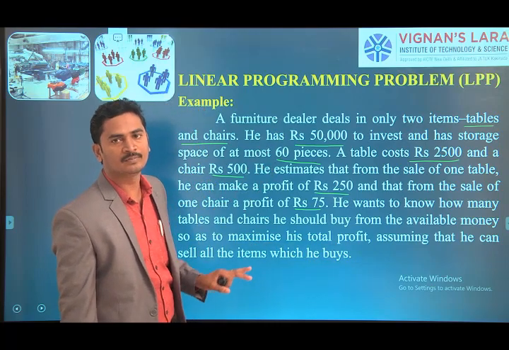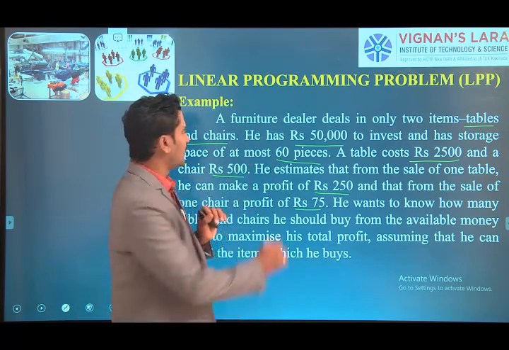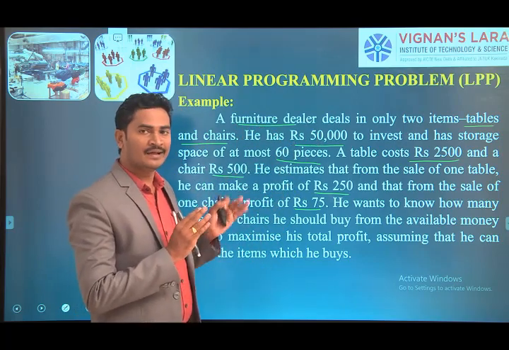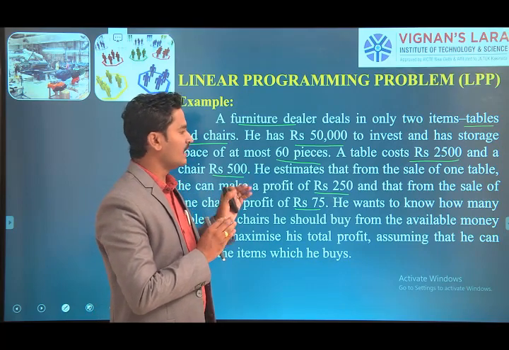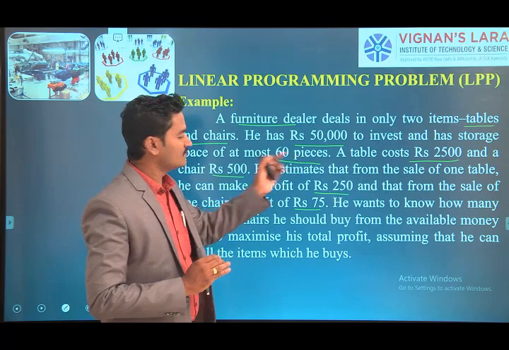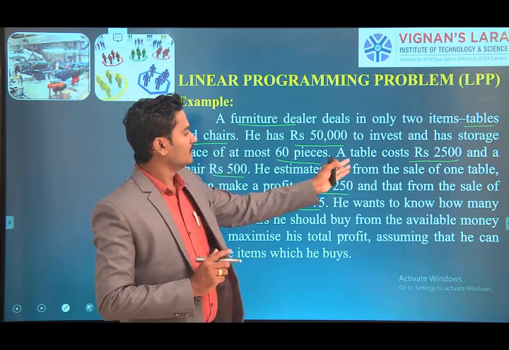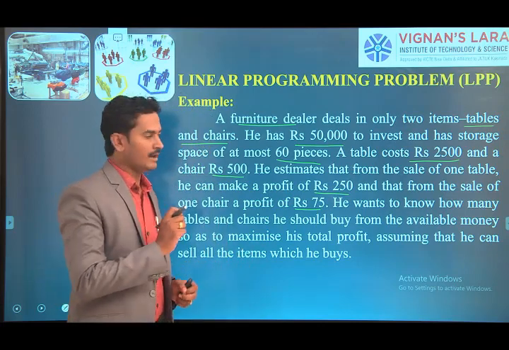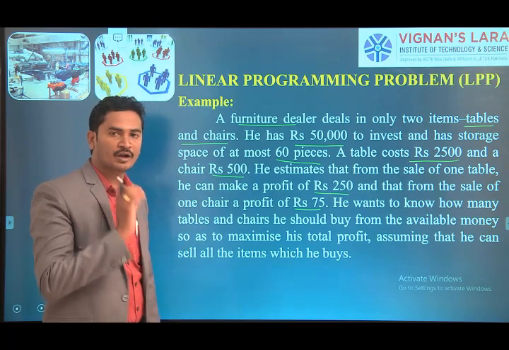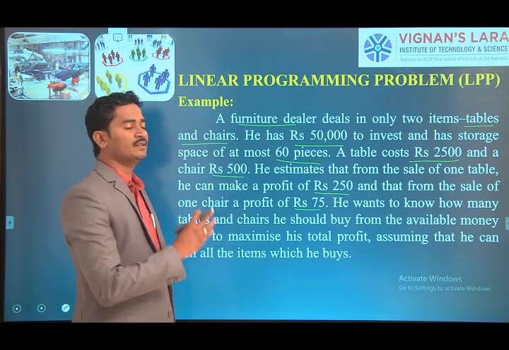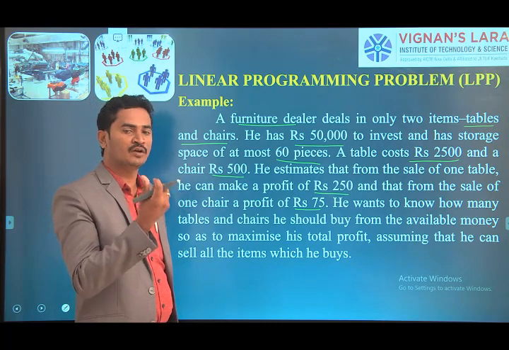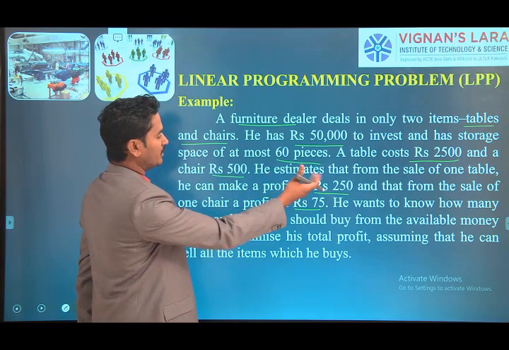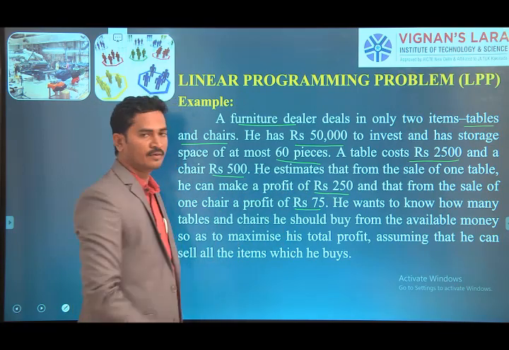Okay, what is the summary of this problem? One furniture dealer deals in 2 items, tables and chairs. He has 50,000 rupees investment and a storage space of 60 pieces. He fixed the table cost at 2,500 rupees and the chair cost at 500 rupees. He estimates he is going to gain rupees 250 from the table and 75 rupees from the chair.